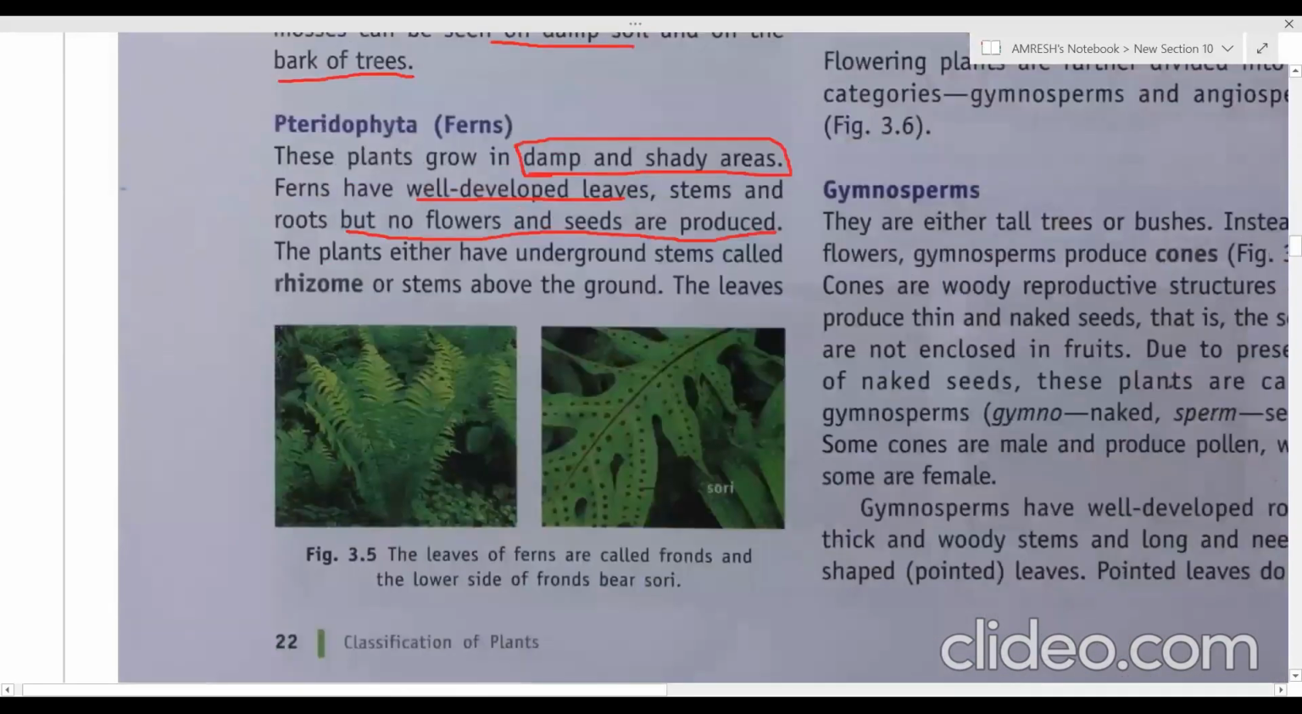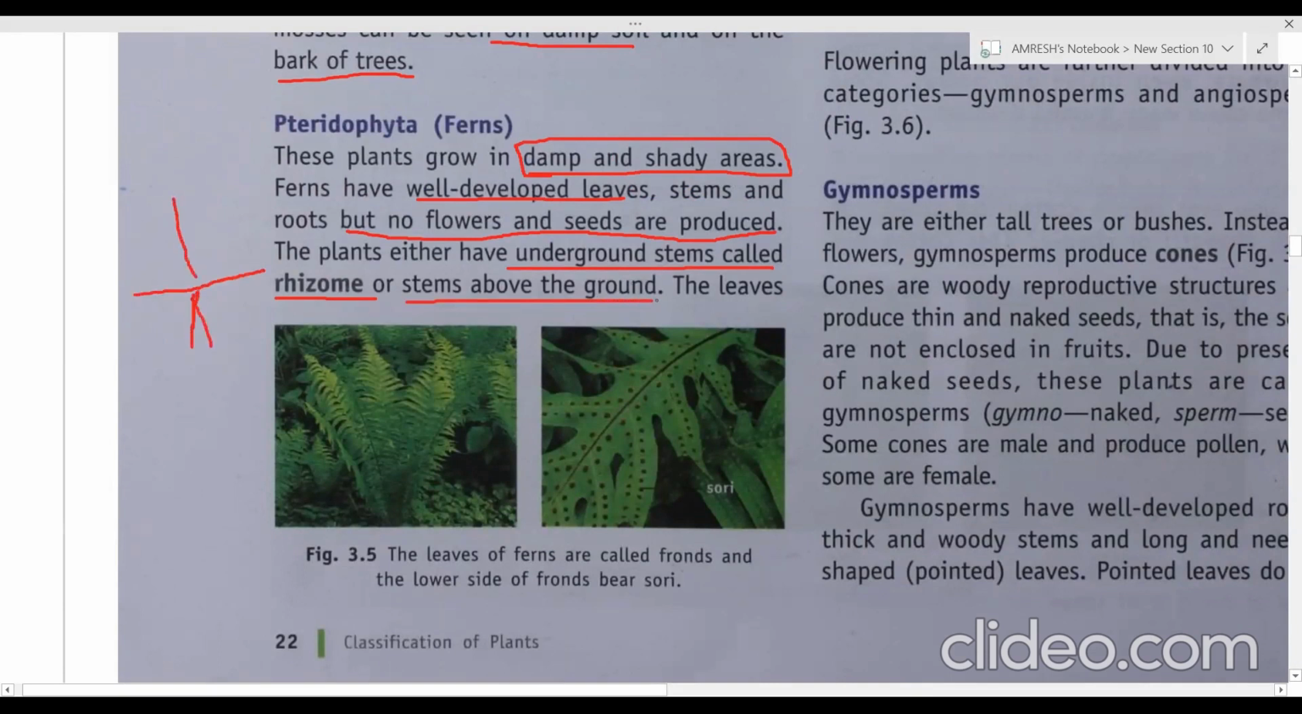Three groups, na? Cryptogams are divided into three groups: your Thallophyta, Bryophyta, and Pteridophyta. Pteridophyta, they have well developed leaf, stem and root, but there are no flowers and seeds in them. The plants either have underground stems called rhizome. What are the underground stems of Pteridophyta? Rhizomes, or stem above the ground. They either have stem below the ground or above the ground.